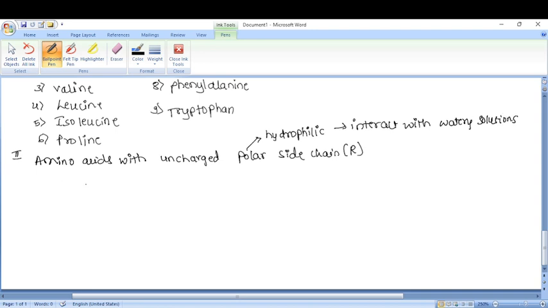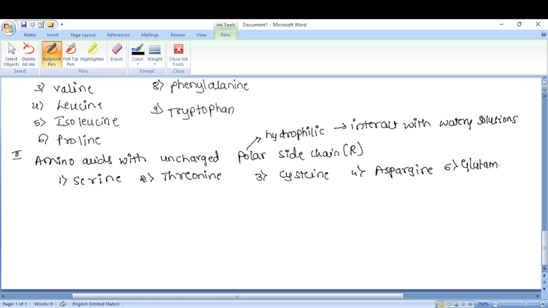We'll say the uncharged polar amino acids. First one, serine, second, threonine, third, cysteine, fourth, asparagine, fifth one, glutamine, sixth one, tyrosine. These are the uncharged polar amino acids.